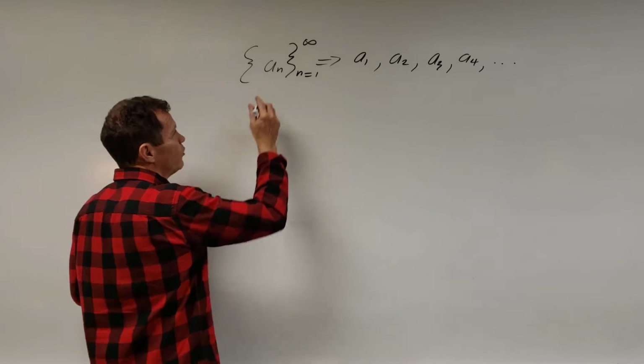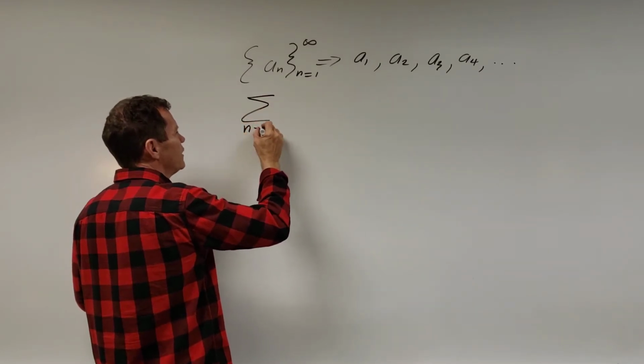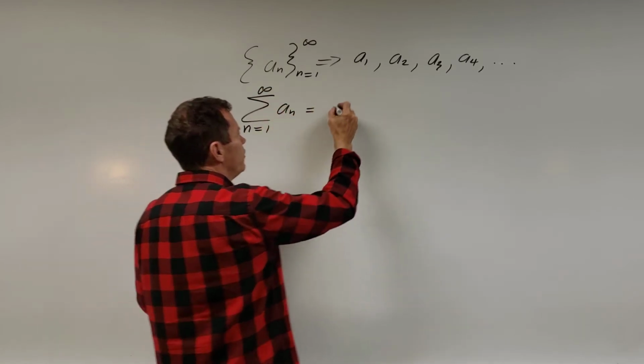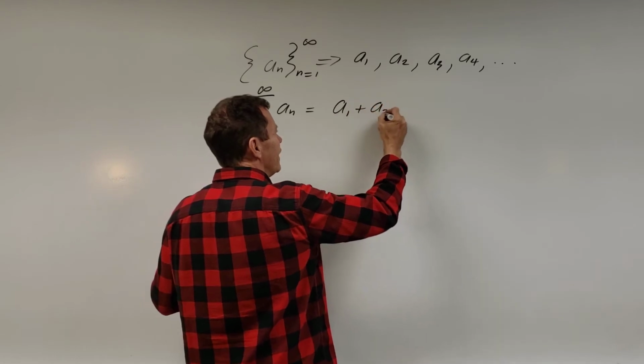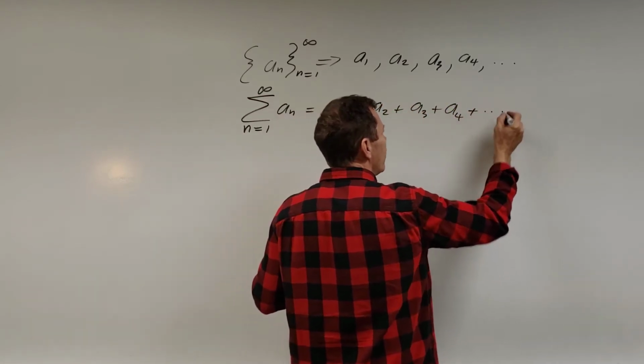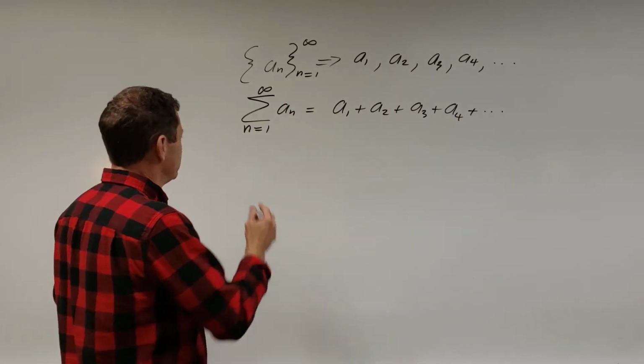Now, what we're going to start doing is series. What's a series? A series is the same thing, except now you're going to be adding those numbers up. So it'll be a1 plus a2 plus a3 plus a4, and we're going to do that forever. So remove the commas, put in addition. Let's look at a couple examples.